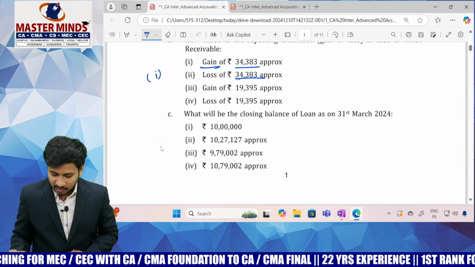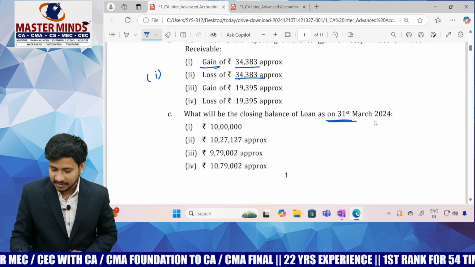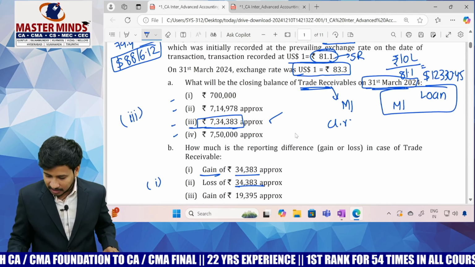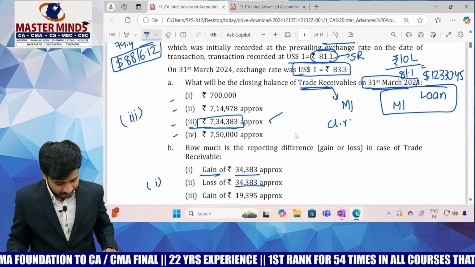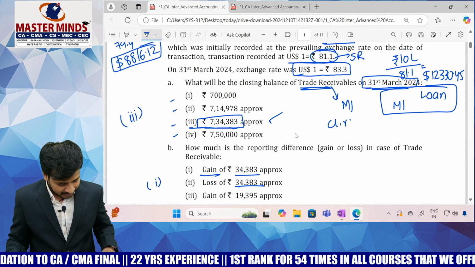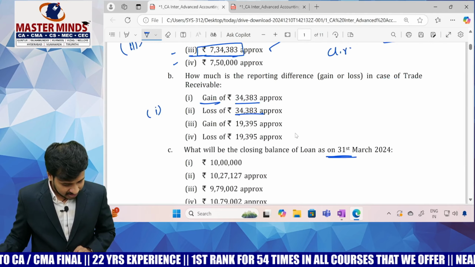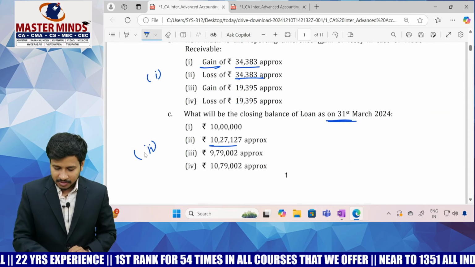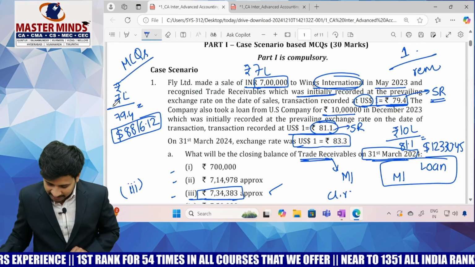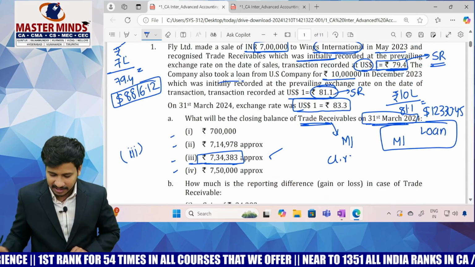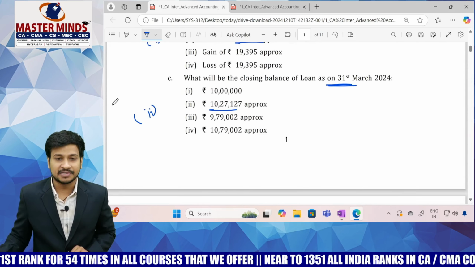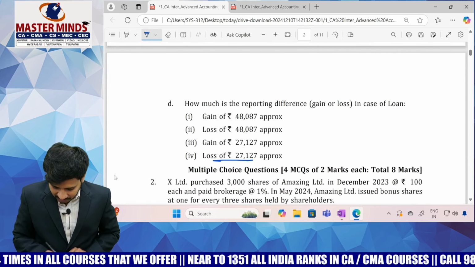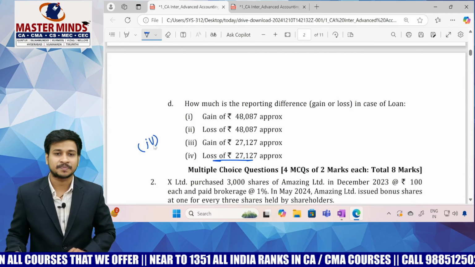Moving on to the next: what is the closing balance of the loan as at 31/3/2024? $12,330.45 multiplied by 83.3 comes to 1,027,127 approximately, that's option number 2. Obviously this is a loan raised, so it's a liability. An increase in liability means a loss of 27,127, which is option number 4.